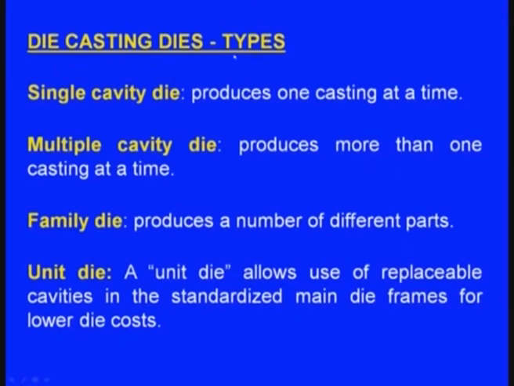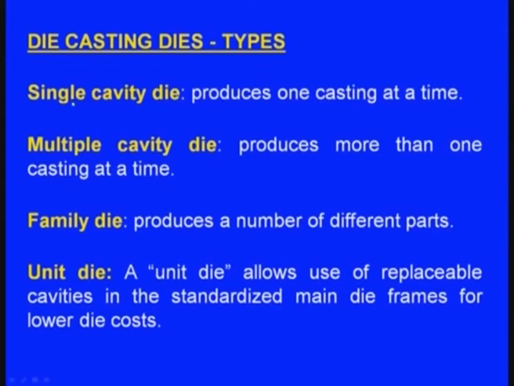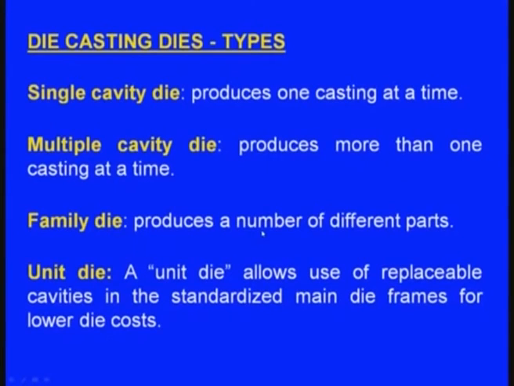Now, die types: what are the types of dies? There are 4 types of dies. One is the single cavity die, which produces one casting at a time. The second one is the multiple cavity die, which produces more than one casting at a time. Next is the family die, which produces a number of different parts. Here also there are multiple parts, but in the multiple cavity die they are the same casting, whereas here they are different castings.